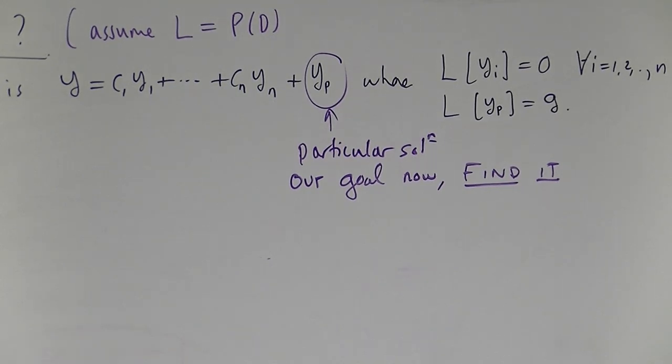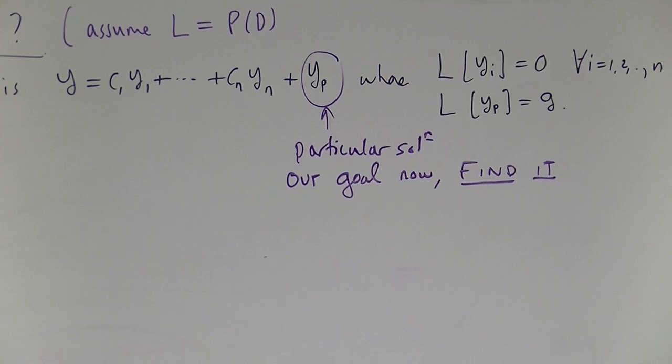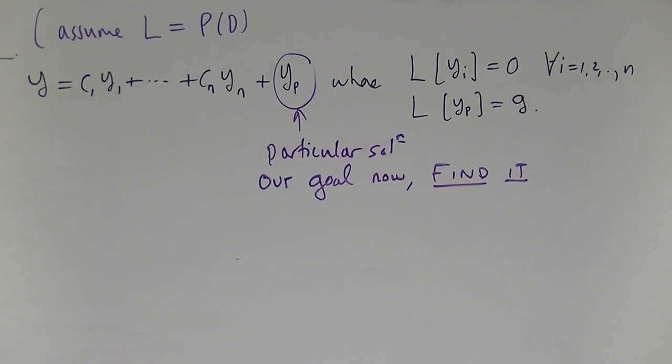Okay, so what? Well, once we find it, then we just add that to the homogeneous solution. That's it. So here, let me just start with an example before I get into the theory too much. Suppose you wanted to solve y'' + y = t.